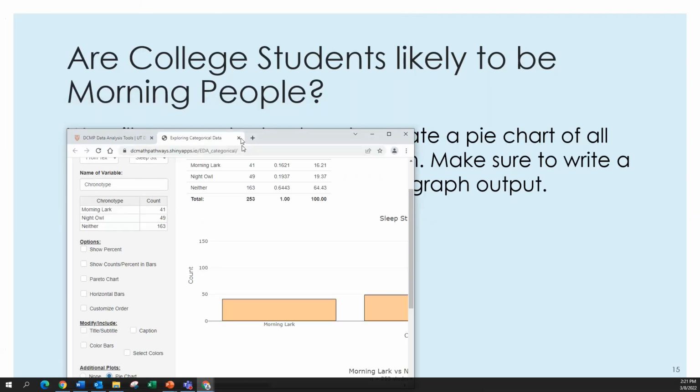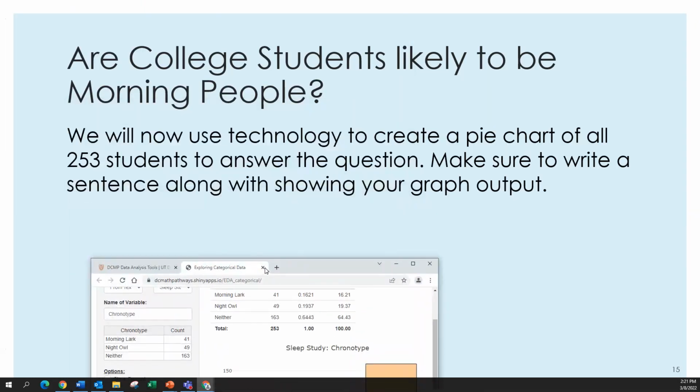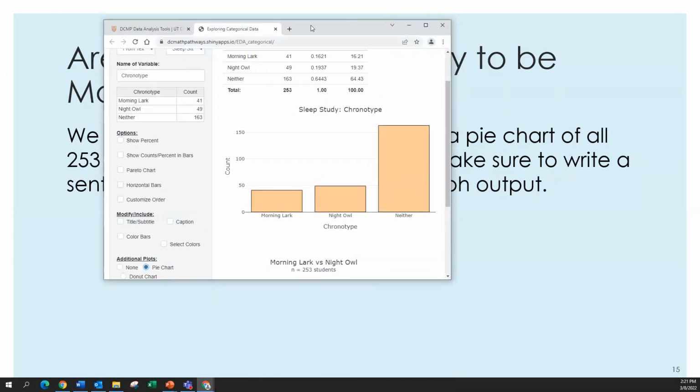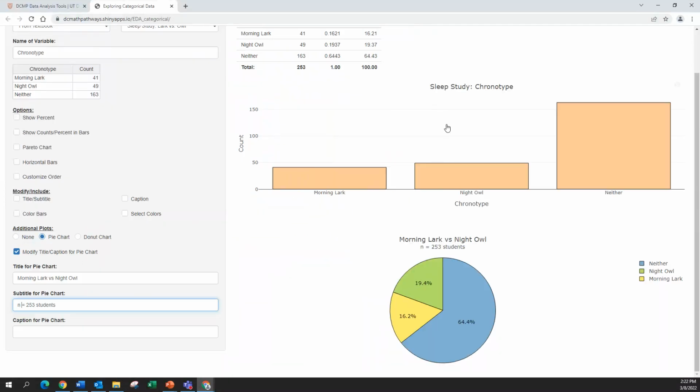So the question that we were asked in the PowerPoint is, are students likely to be morning people? And looking at our pie chart, the answer is definitely no. So our morning lark here is our smallest category, and so our college students are not morning people at all.